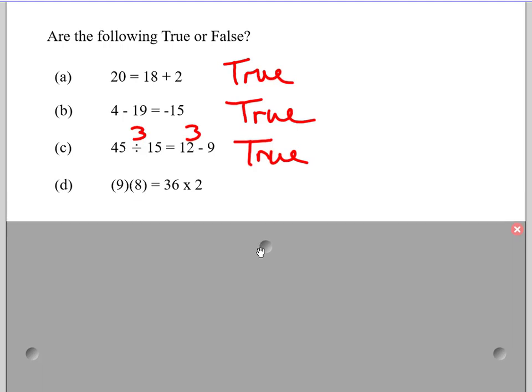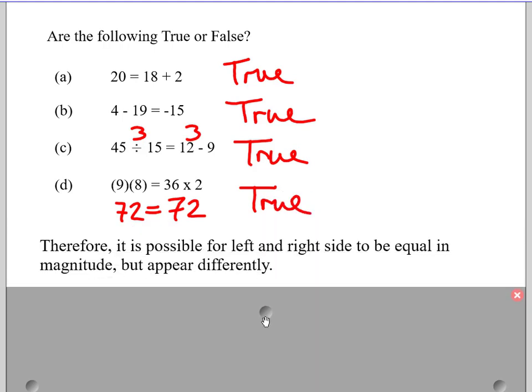Okay, D, 9 times 8, does that equal 36 times 2? Okay, so 9 times 8 is 72. 36 times 2 is 72. Does 72 equal 72? Absolutely. So this is a true statement.